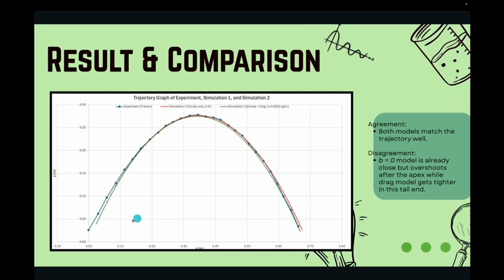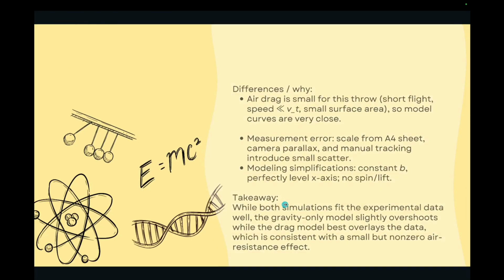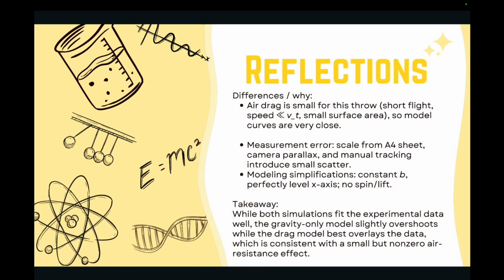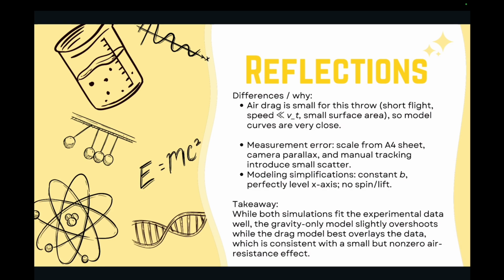All right, here are the results. So graphing all three graphs on Excel, we can see blue is experimental, simulation 1 is orange, simulation 2 is green. The agreement is that both models match the trajectory very well, as I explained in the first couple of slides. But the disagreement is that the simulation 1 orange graph slightly overshoots experimental data, especially past the apex, while the green one actually gets closer and closer to the trajectory. We have very, very close alignment here, which makes sense because the absence of b would make the projectile fly farther than it should have.